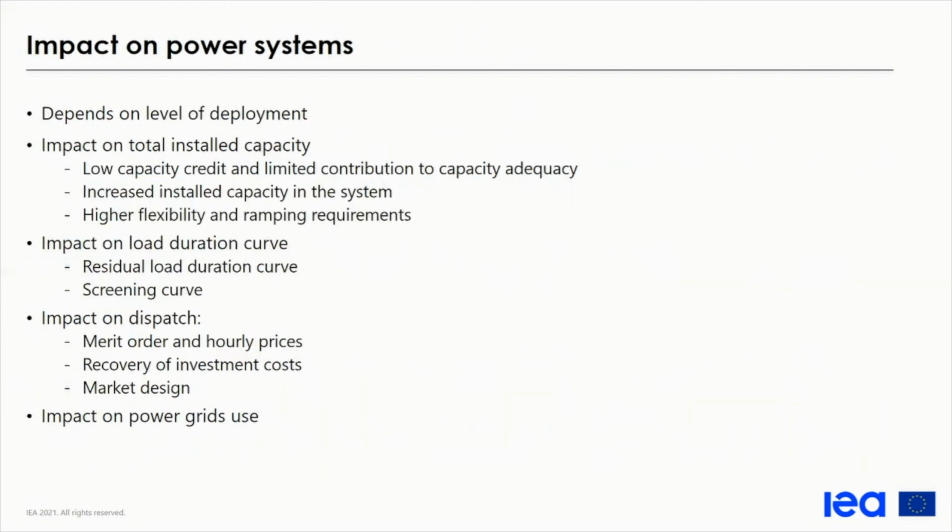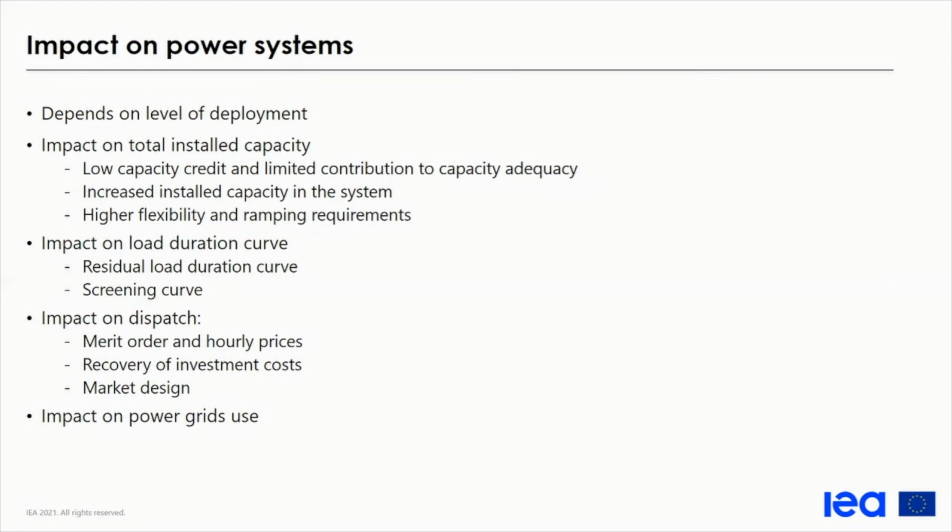The impact of variable renewable energy sources would also depend on the level of deployment. At a low level of penetration in the mix, the effects are really negligible. Power systems were built already to be resilient, to be able to accommodate the variability of demand. And when the solar PV and wind share is low, the variation of demand from one hour to another has more effect on the system than the variability coming from solar and wind PV.